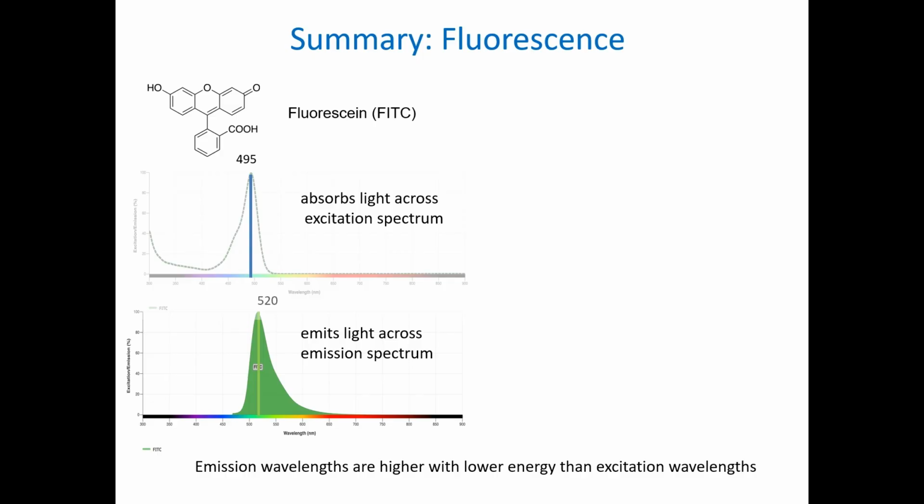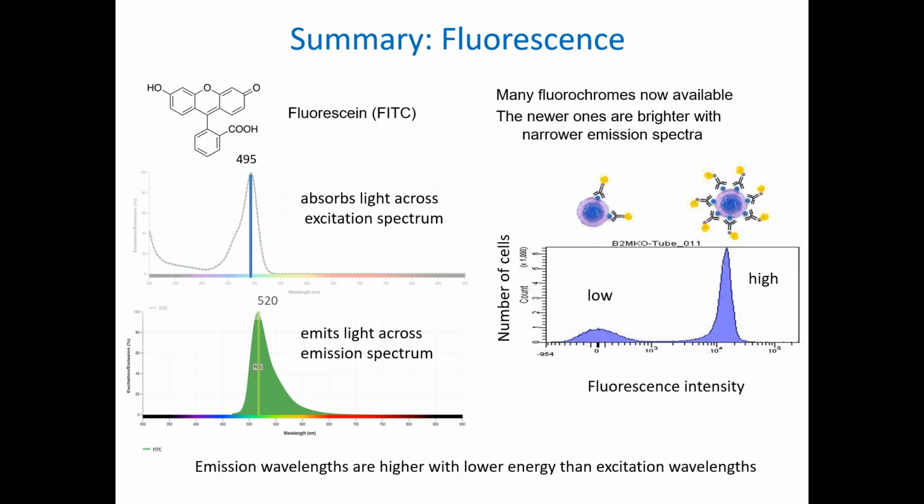Many fluorochromes are now available. The newer ones are brighter with narrower emission spectra. Fluorochromes are used coupled to antibodies, bound to cellular organelles, or intrinsic to the cell, and the amount of fluorescent light emitted by the cell or particle as it passes through the laser gives a measure of how much fluorochrome, and thus how much of the marker of interest, is on or in that cell.